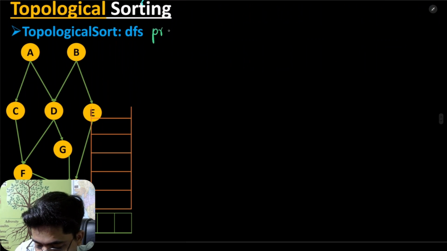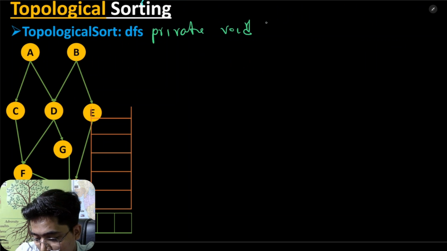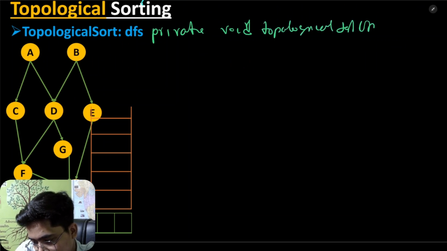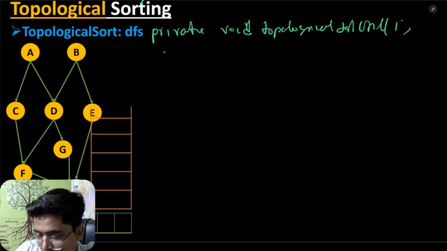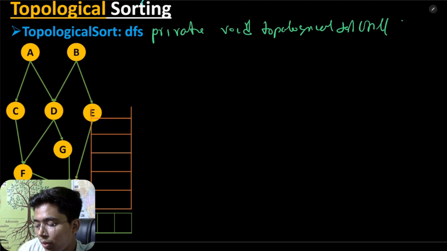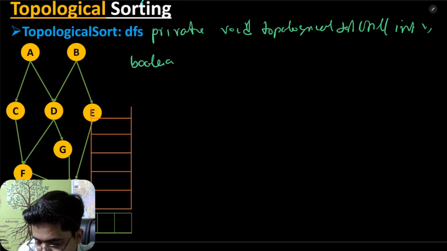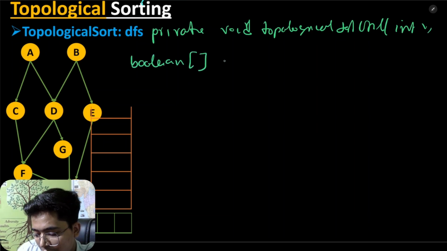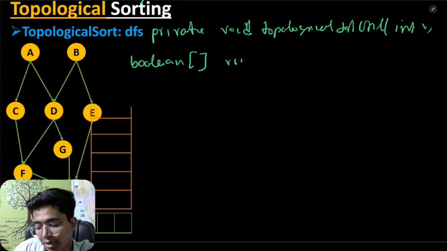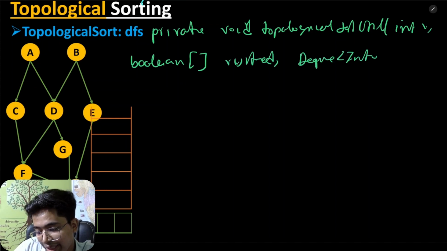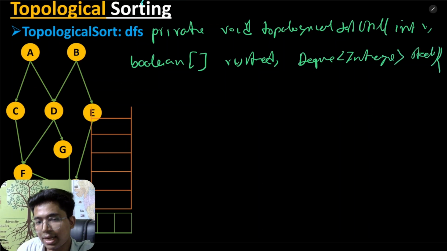So private void topological sort util. We pass the integer v, then the boolean visited array, and the stack, which we made as a Deque of integer. Okay, so this is a stack.